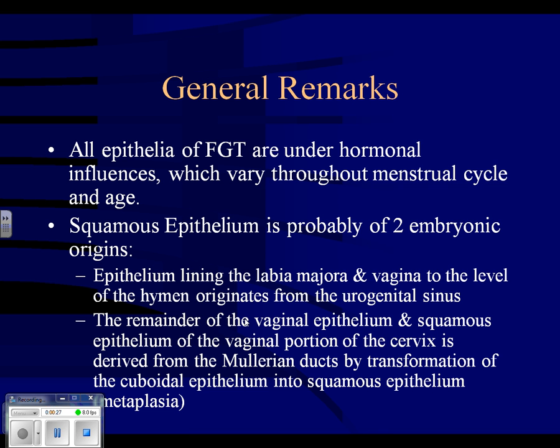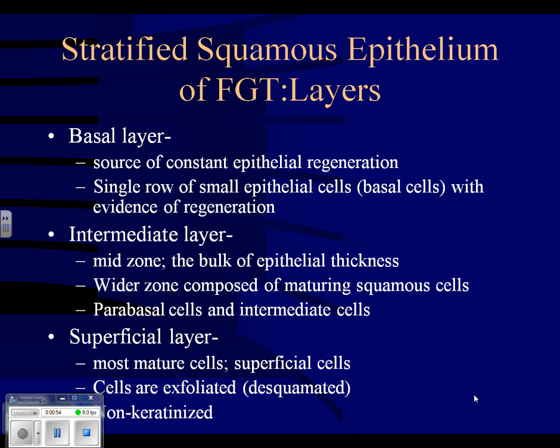The squamous epithelium comes from two different embryonic origins. The epithelium lining the labia majora and the vagina up to the level of the hymen originates from the urogenital sinus, and the remainder, the back part of it, is derived from the Mullerian ducts by transformation of cuboidal epithelium into squamous epithelium, which is a metaplasia. Anytime one epithelium changes into another type, that's called metaplasia.